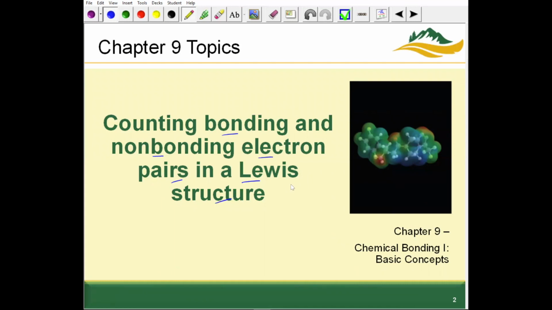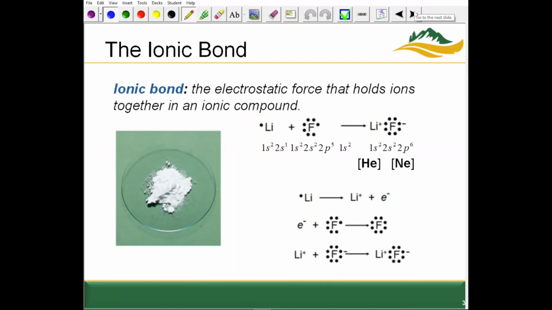We'll practice drawing these on our own. We're just going to start getting used to looking at Lewis dot structures first. So within Lewis dot structures, we may see ionic bonding and covalent bonding. So ionic bonding, like we've seen, these are actually not real bonds. They're just electrostatic interactions between a cation and an anion. So this ionic bond, in quotes, is the electrostatic force that holds ions together in an ionic compound.